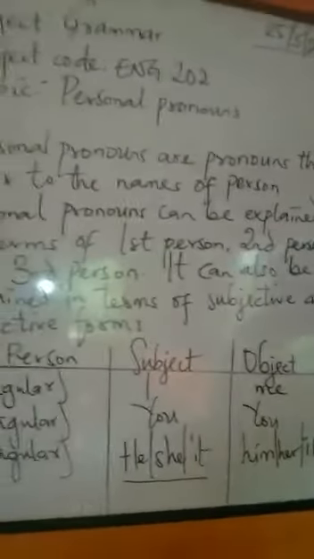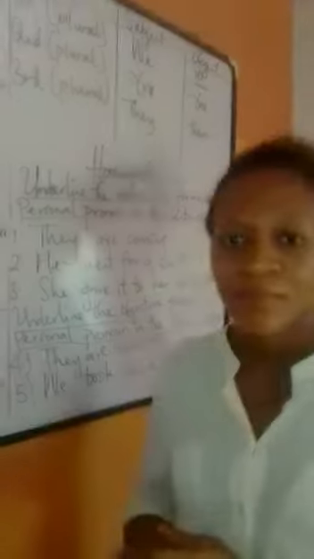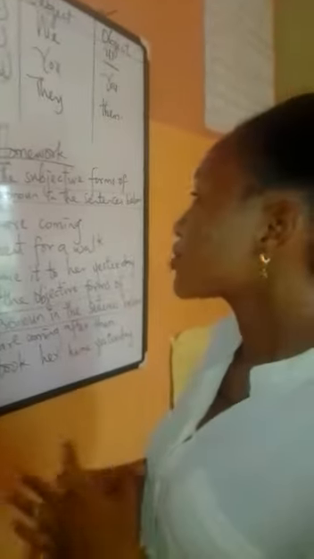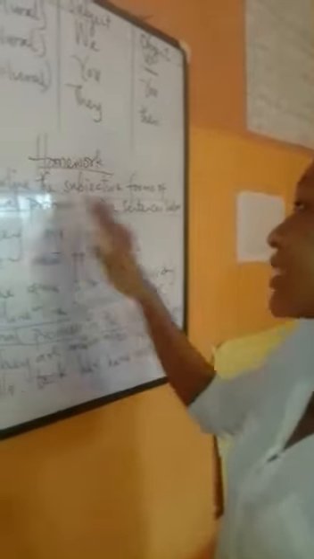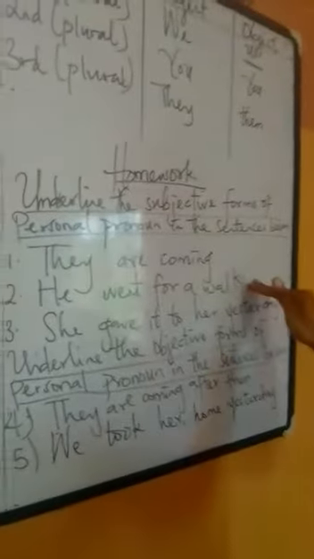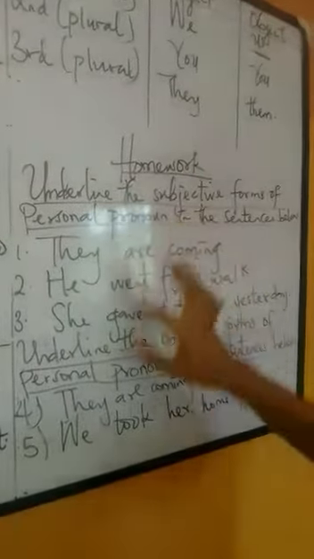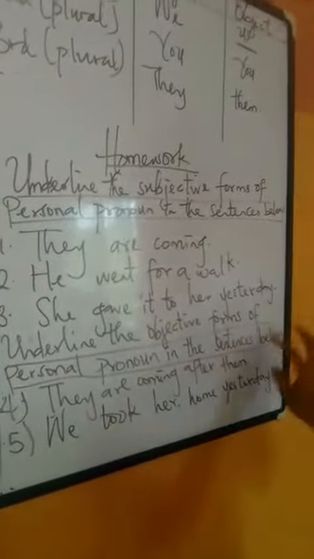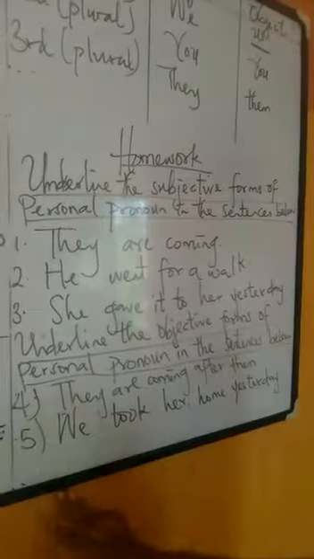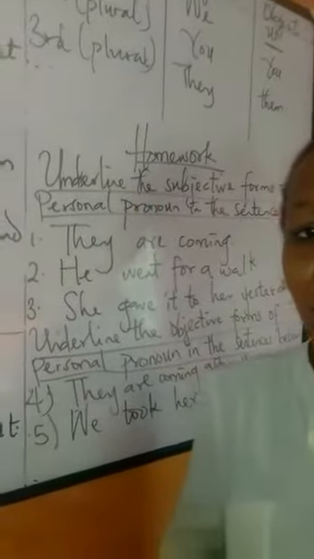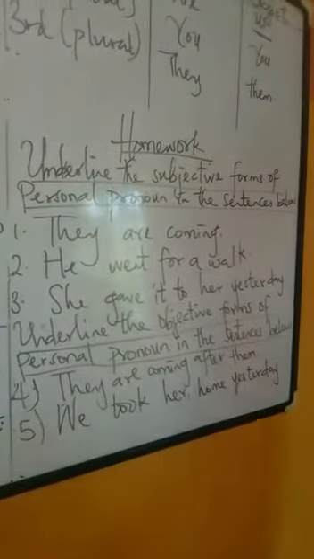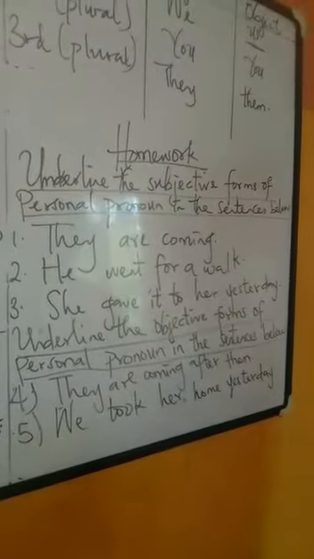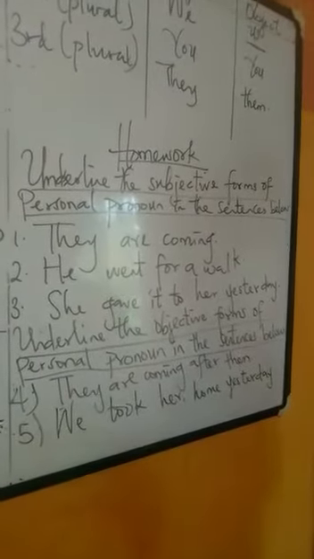Alright, I'm going to give you homework to do. Underline the subjective forms of personal pronouns in the sentences below, 1 to 3. Now, underline the objective forms of personal pronouns in the sentences below, 4 and 5. Is that clear? So do well to go over the video again and try to understand what I've just taught.